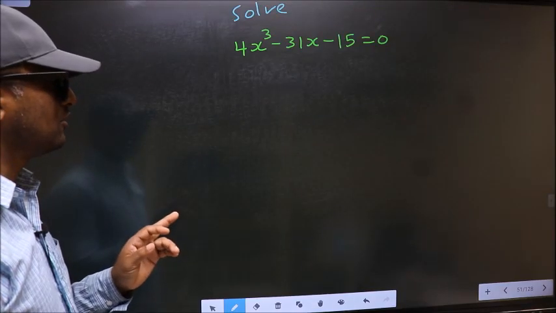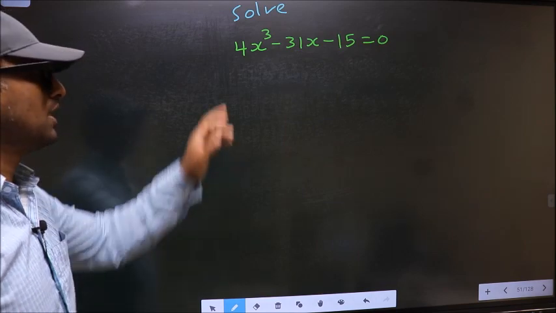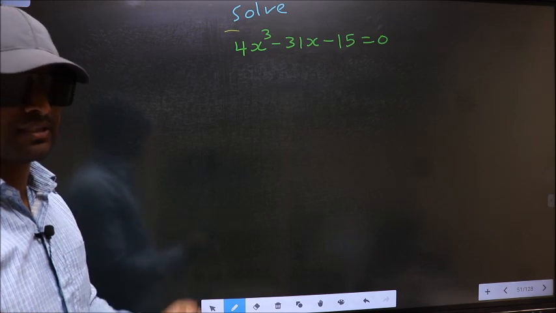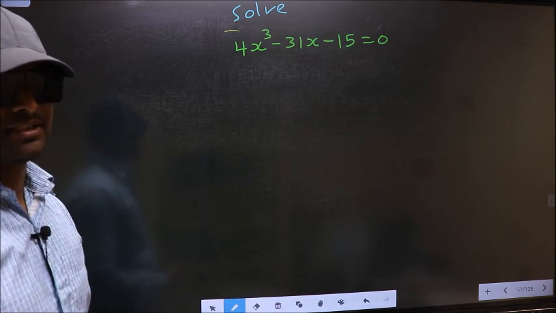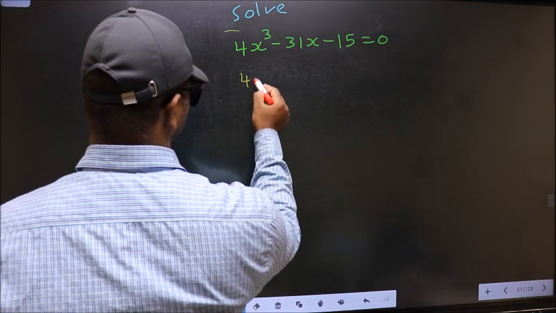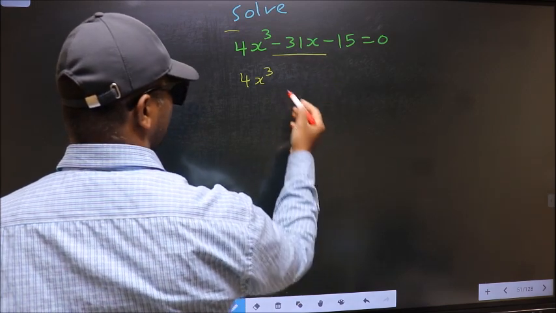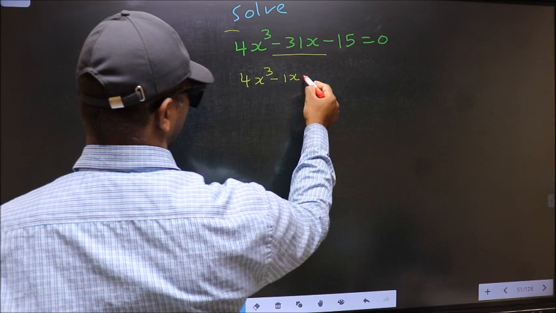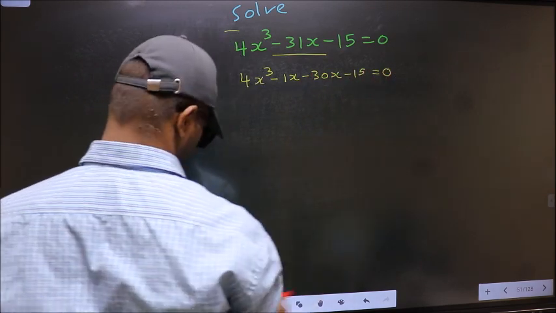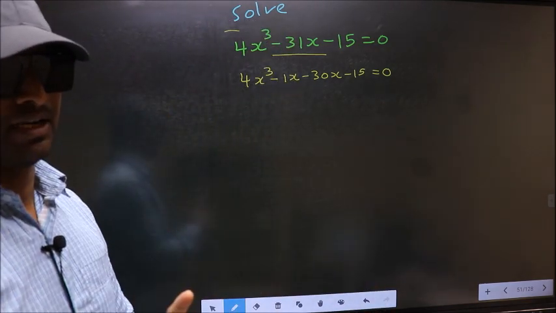Solve 4x cube minus 31x minus 15 equal to 0. Here they told us to solve, which means we should get the values of x. For that, here we have to change the x term. What I mean is, see, 4x cube, in place of minus 31x, now I write minus 1x minus 30x minus 15 equal to 0. This is your step 1.